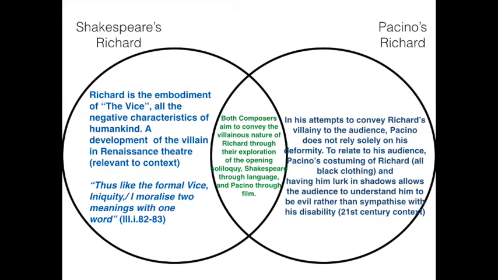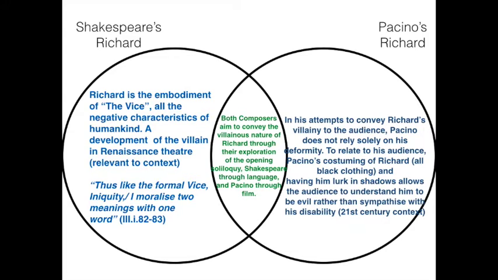And so what you do in it is basically you put your little point in, and then underneath that you have a quote or some sort of analysis to support it. So then you're already building those blocks for some sort of response. Obviously we get this from Act 3, Scene 1. "Thus, like the formal vice, Iniquity, I moralize two meanings in one word." So we've got one point on Shakespeare's Richard.